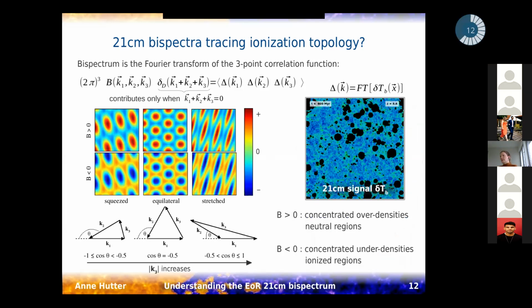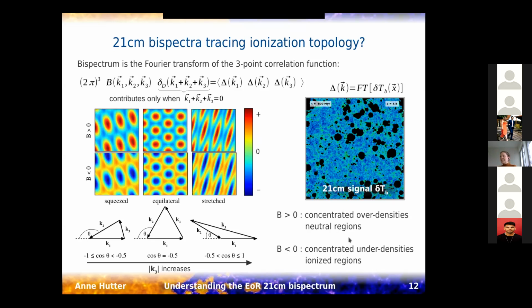So in terms of the 21 centimeter signal, if we have the 21 centimeter signal map here, then you could say that the contribution from the neutral regions will have a positive contribution to the bispectrum, while the contribution from the ionized regions will contribute negatively to the bispectrum. If we look now at this ionization field, we can already start to guess that our ionized regions are rather circular. So probably our bispectrum, if we look at triangles which are equilateral, will be negative. It will be dominated by the ionized regions.